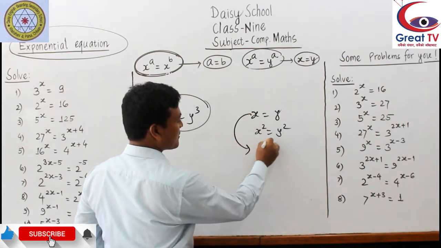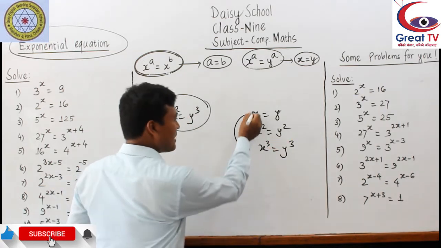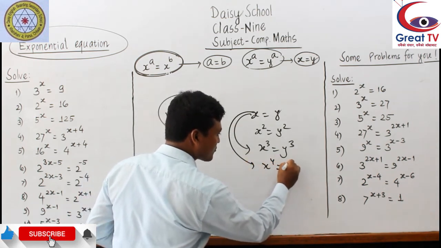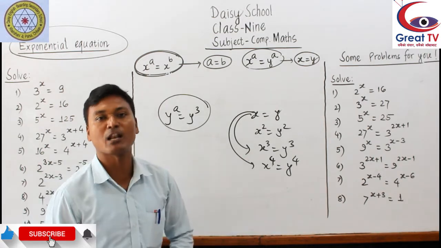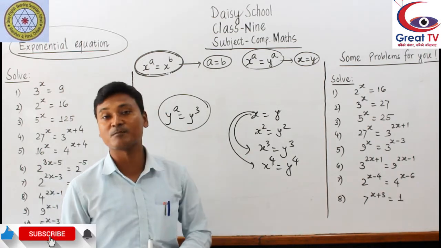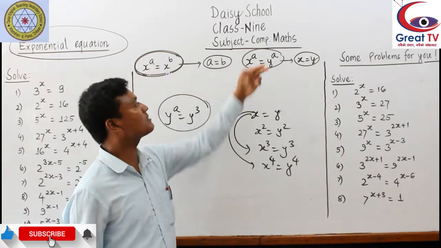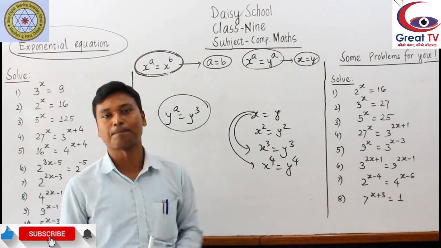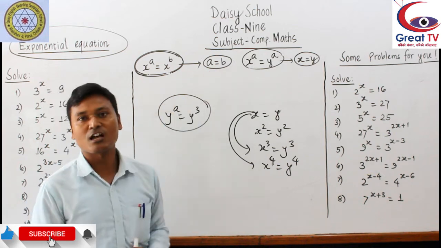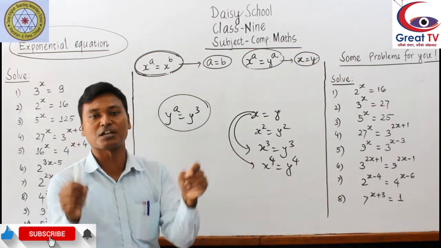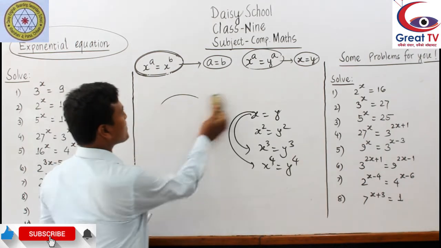If we have x equals y, x cube is also equals to y cube. We say cubing on both sides. If we have x equals y, then x to the power 4 is also equals to y to the power 4. It means both sides can be raised by equal power. So don't forget this concept also. But the main two: if the bases are same, the powers are equal; if the powers are equal, the bases are also same. This concept we use. So let us solve a very simple problem.